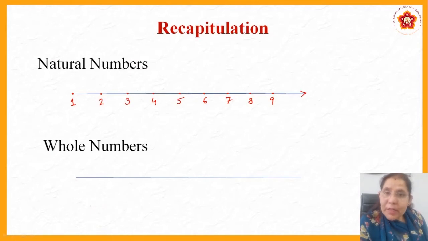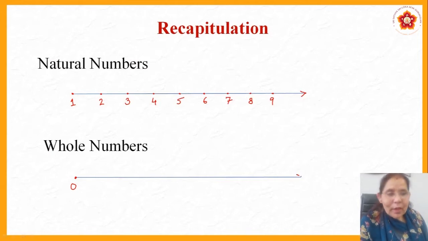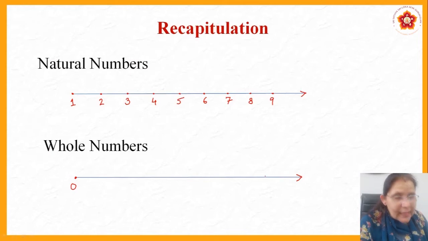Now what about whole numbers? It will also be done in a similar way. But what would be the first whole number? The first whole number would be 0. And on the other side, the line will extend indefinitely. Let's mark points at equal distances. Again, I am repeating, use a measuring scale to mark these points. They have to be equidistant.